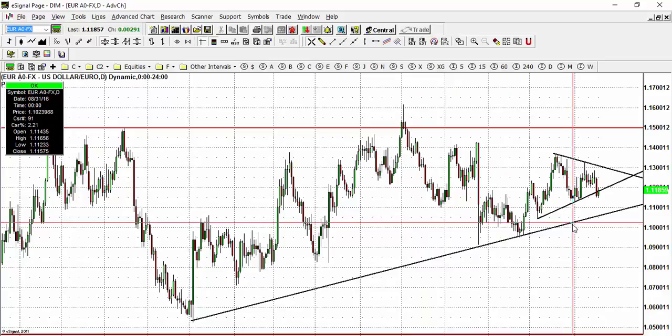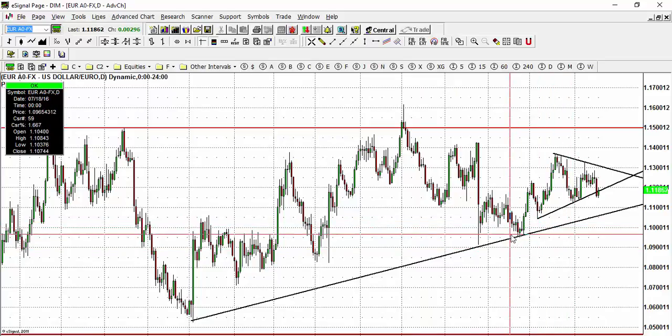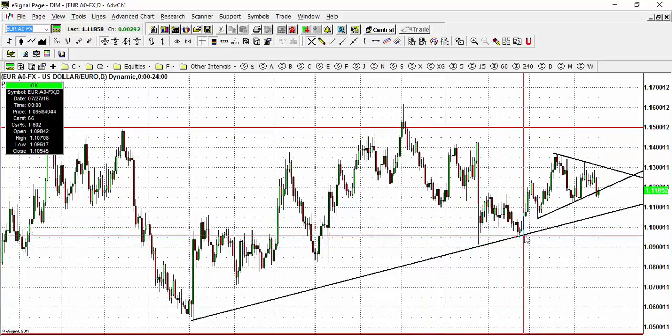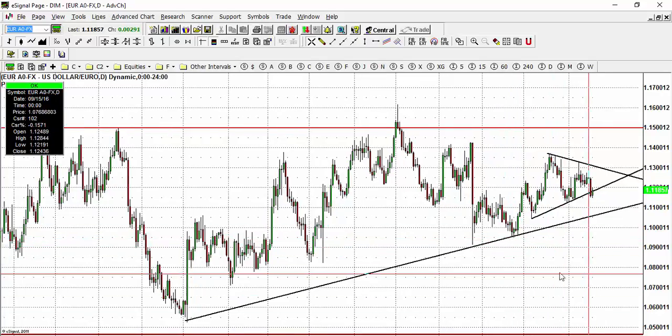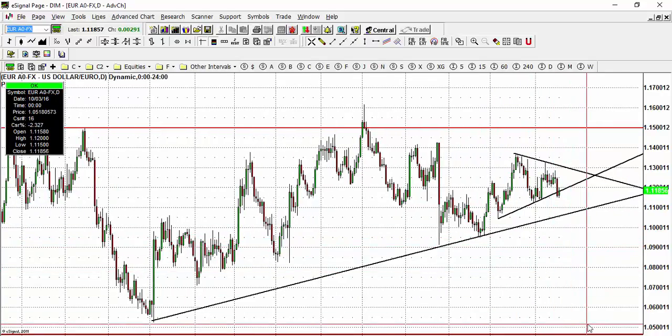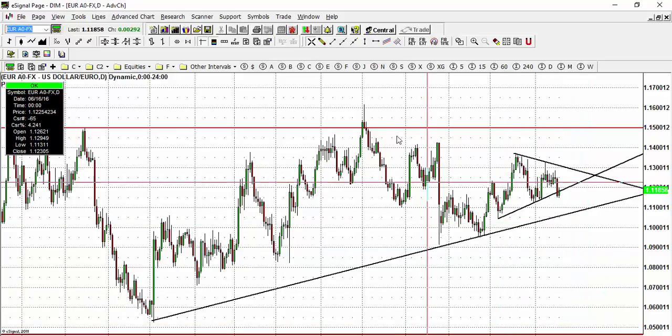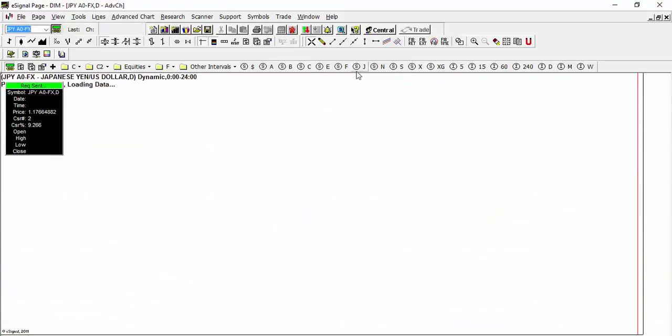A break of 111 will then open up the 109 lows, and if we do trade below 109, then the next area of support is around 105. So that's what to look out for with the US dollar.